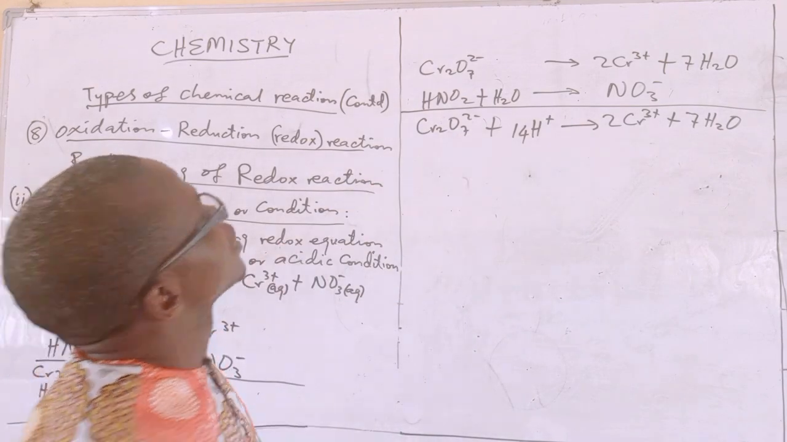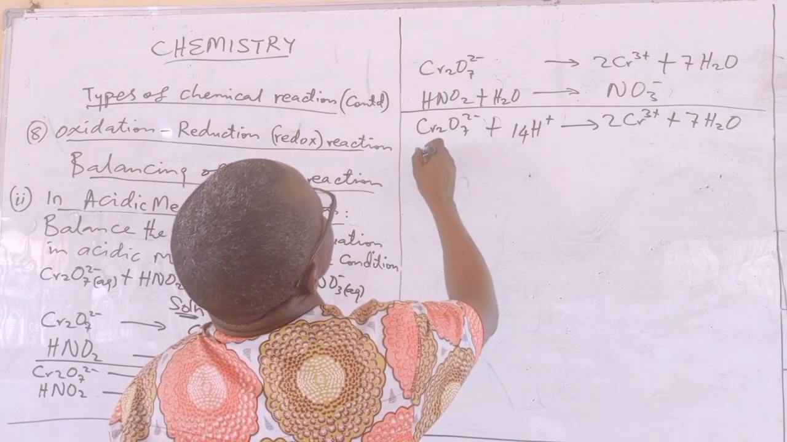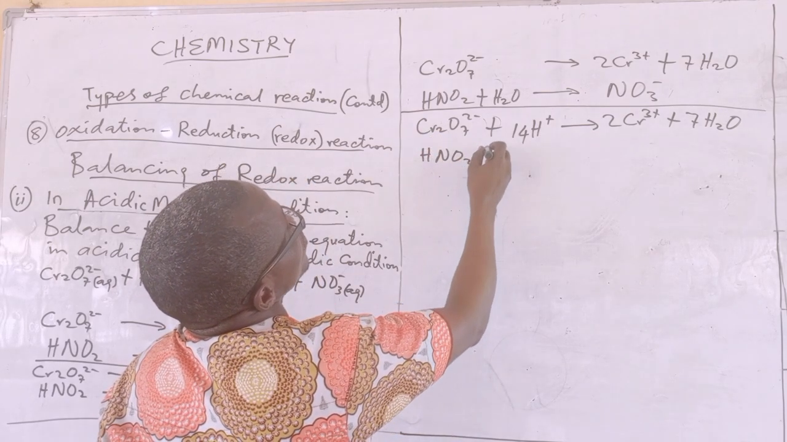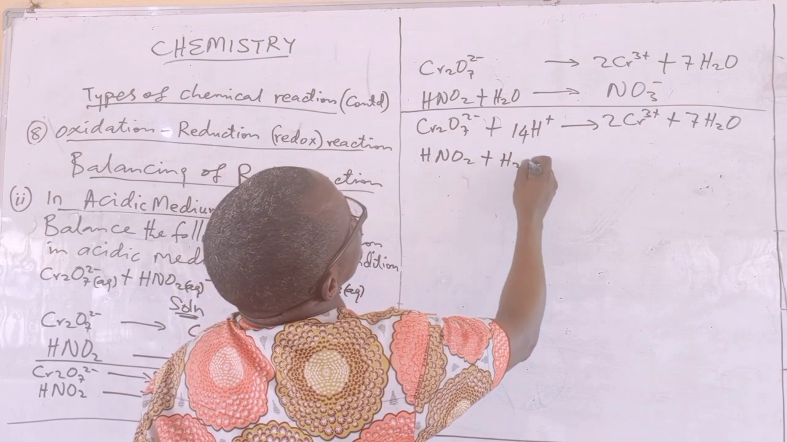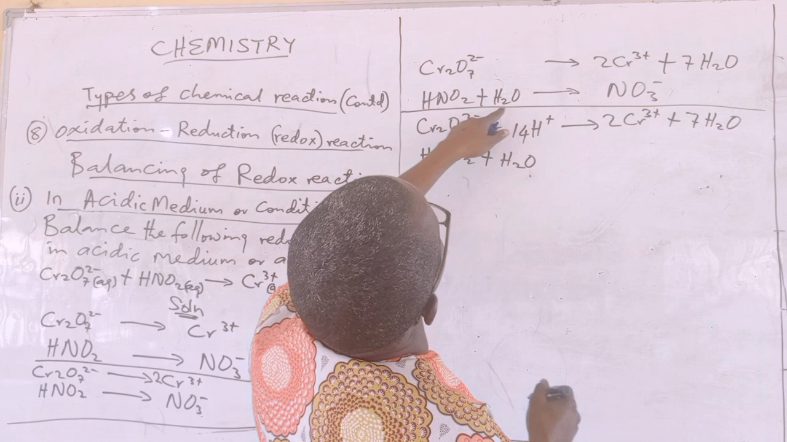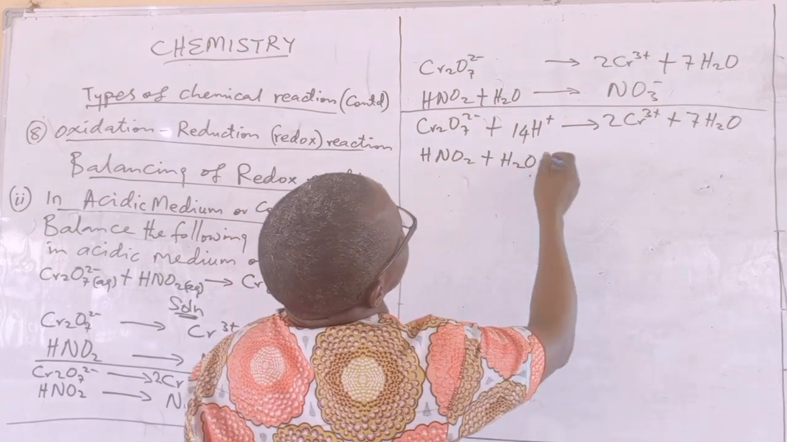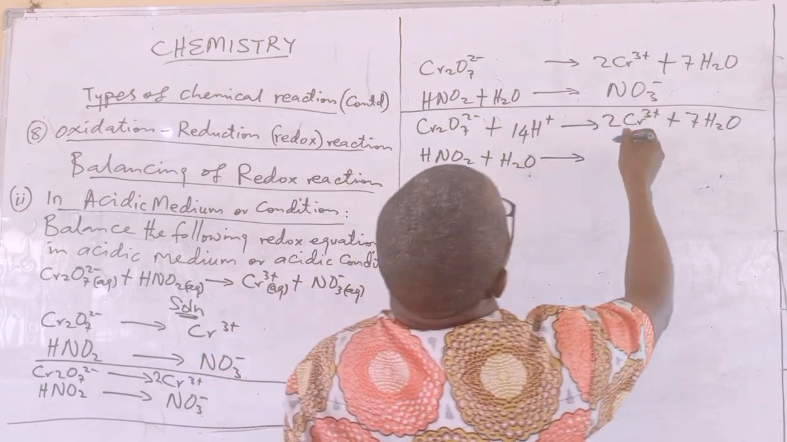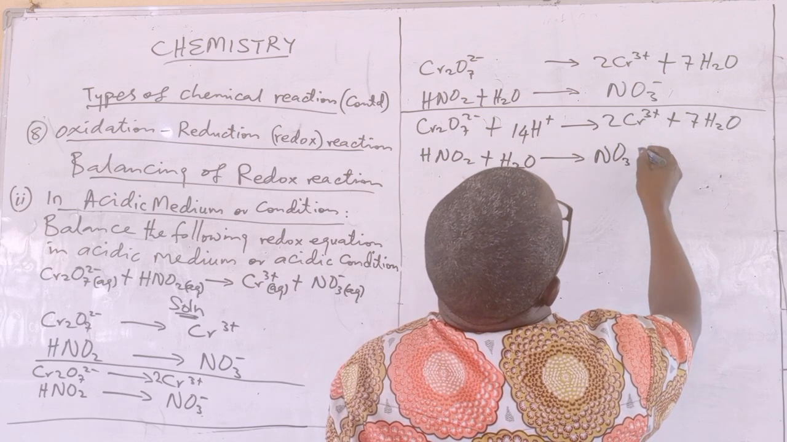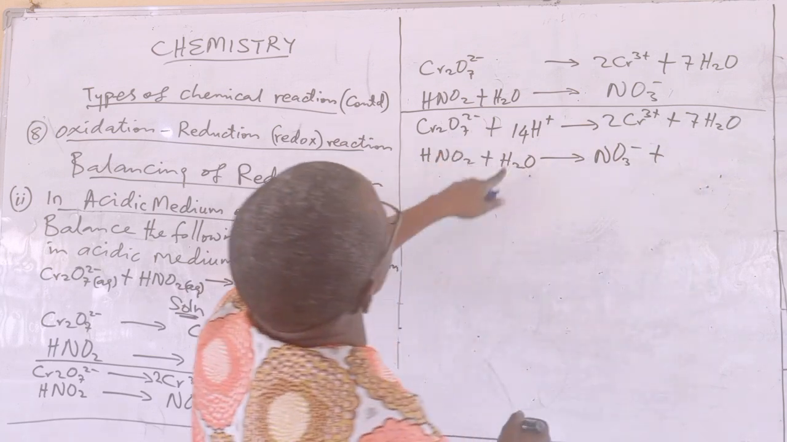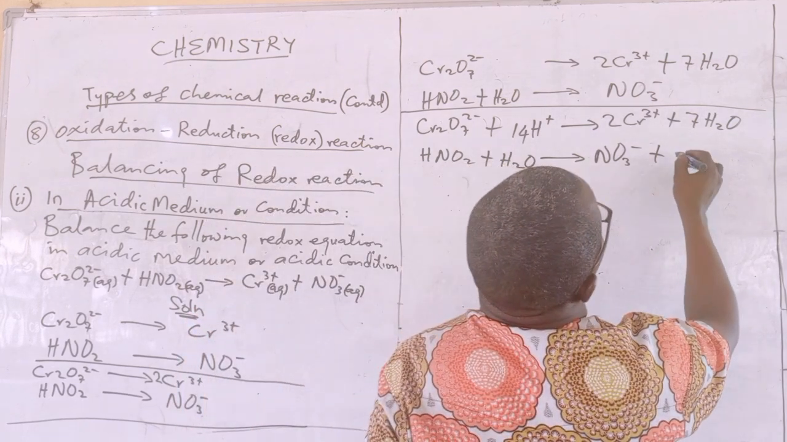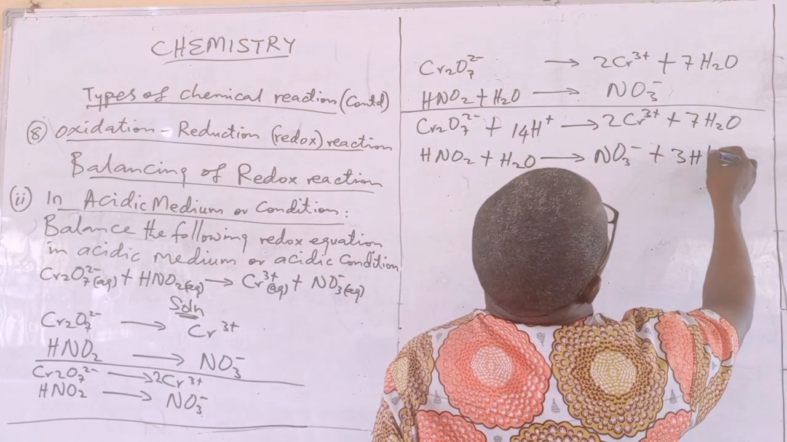Now, in the second one, let's go. You have HNO2 plus H2O. How many hydrogen here? I have one here, but I don't have in the other side, okay? So I have NO3 minus plus, 2 here, plus 1, 3. So I'll say 3 proton.